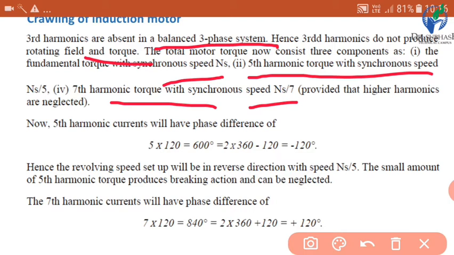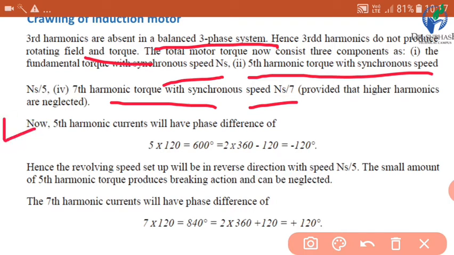Major effect will be from the 5th and 7th harmonics, and this crawling phenomenon also comes into the picture due to these 5th and 7th harmonics. So for our understanding and for analysis purposes, we can neglect the higher order harmonics from the system.